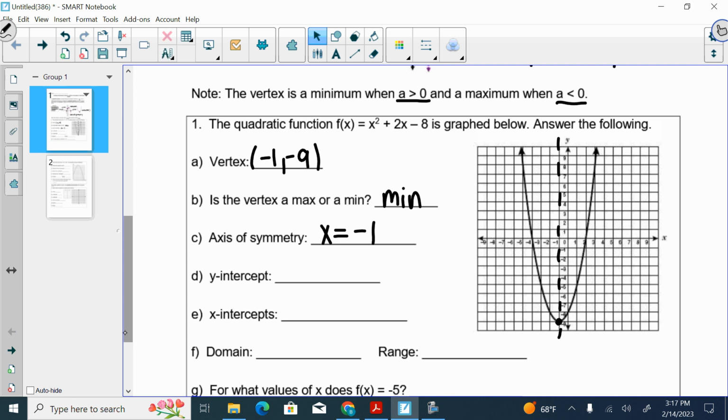Okay. Then it asks for the y-intercept. A y-intercept is where it touches the y-axis. Okay, this is our y-axis, it says. So it touches this line right here at this point. Where is that point? 0, -8.